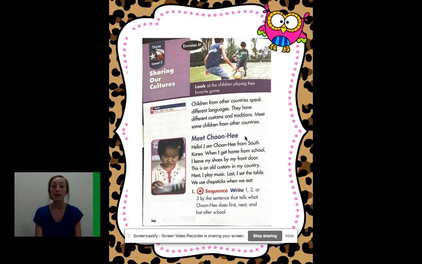So number 1, it asks you to sequence. It's going to ask you to put them in order. So write 1, 2, and 3 by the sentence that tells what Chunhee does first, next, and last after school.